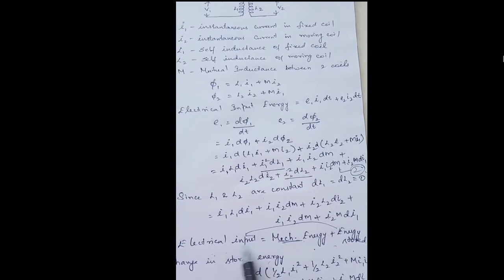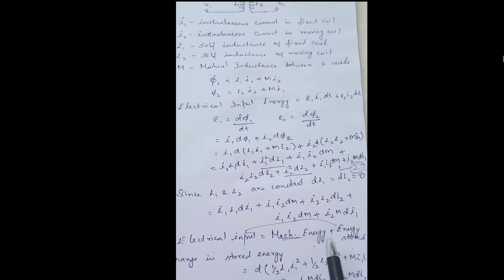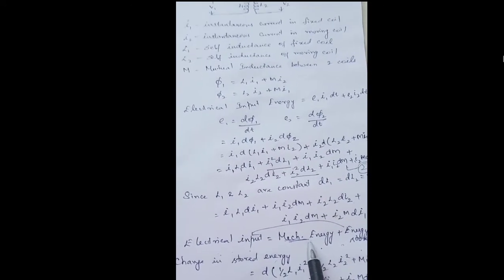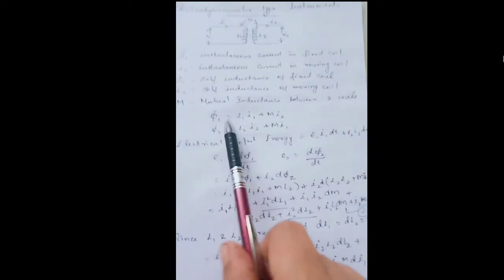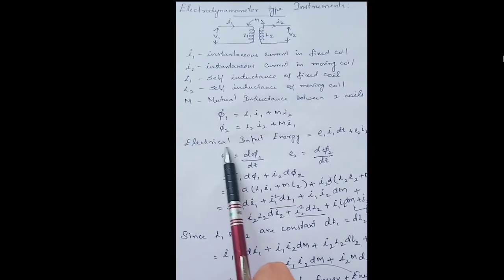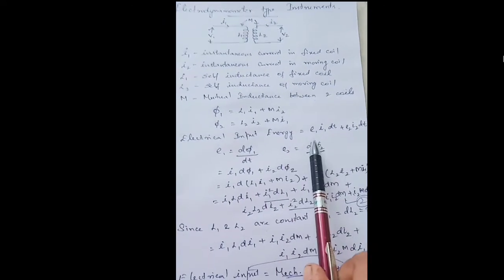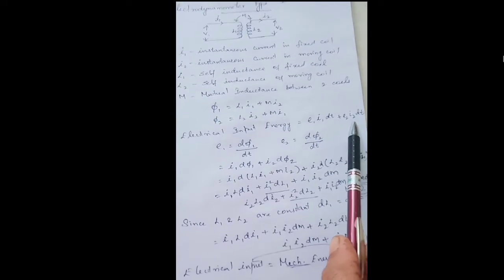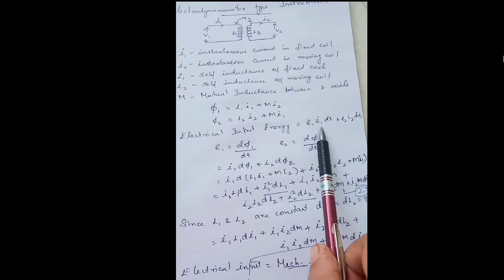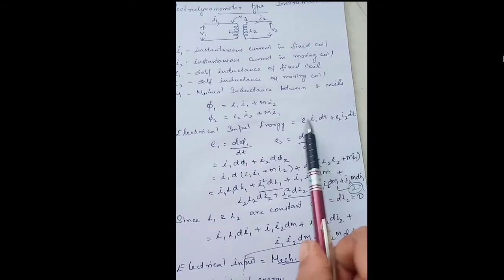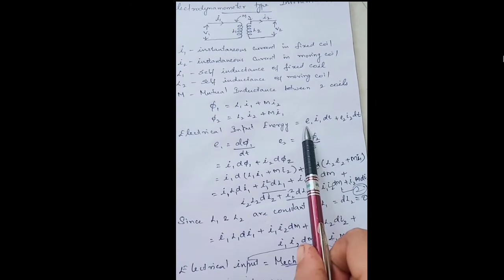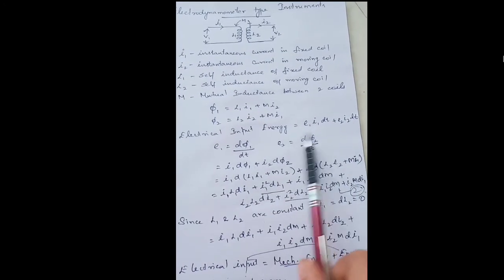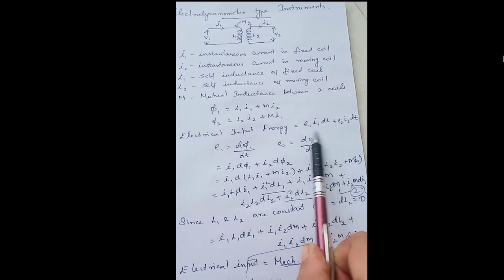First we shall derive the electrical input equation, then we shall derive the energy stored equation, from which we are going to find out the mechanical energy. So first we shall derive the electrical input energy. The electrical input energy is equal to E1 I1 dt plus E2 I2 dt. Here E1 is nothing but d phi 1 by dt and E2 is nothing but d phi 2 by dt. So I am going to replace these two terms in this equation.